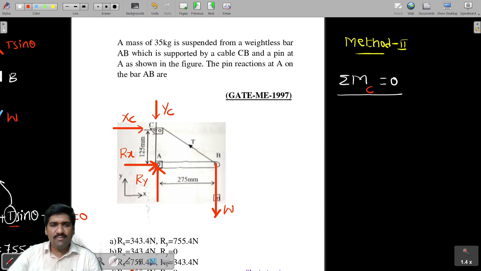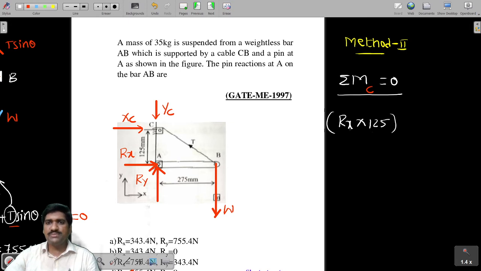So if you take the moment center as C, the moments of XC and YC become 0, and the moment of Ry also becomes 0. What are the only forces we have on this assembly now? Rx is there, W is there. With respect to C, W is providing a clockwise moment, and Rx is providing an anti-clockwise moment. Therefore I write Rx into the height, 125. It is producing an anti-clockwise moment, so I am taking it as minus.